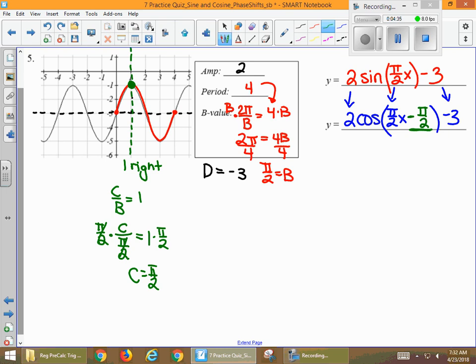I would put those both in my calculator and make sure they match up perfectly, so make sure they overlap. If you get something that looks like this, where you have this graph and then it's like this, it's your phase shift that's off if your graph isn't overlapping. Make sure you're checking things in your calculator.